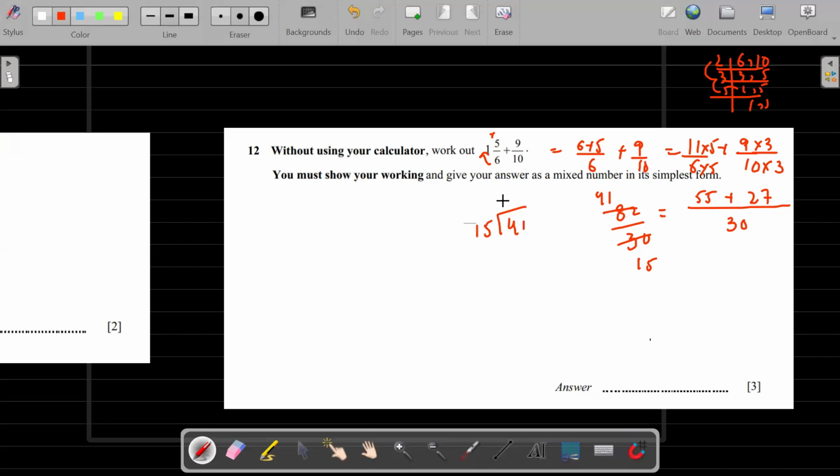15 2s are 30 and 15 3s are 45. So 45 is the bigger number, so I will choose 15 2s are 30. And it is left with 11. Now I can write my mixed fraction as 2 and 11 by 15.